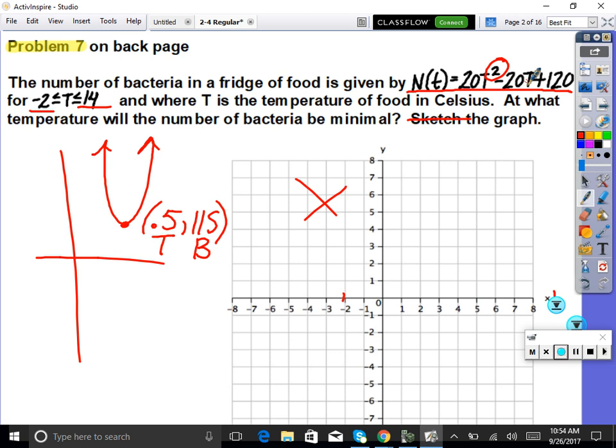So now we've got to answer the question correctly. It says, at what temperature will the number of bacteria be minimal? So our answer would be a temperature of 0.5 degrees Celsius. Everybody good? I could have asked, though, what's the lowest count of bacteria? And you would have said 115. Does that make sense of the different questions? Not a bad one, though. Wasn't this really just testing: do you know how to find a minimum?